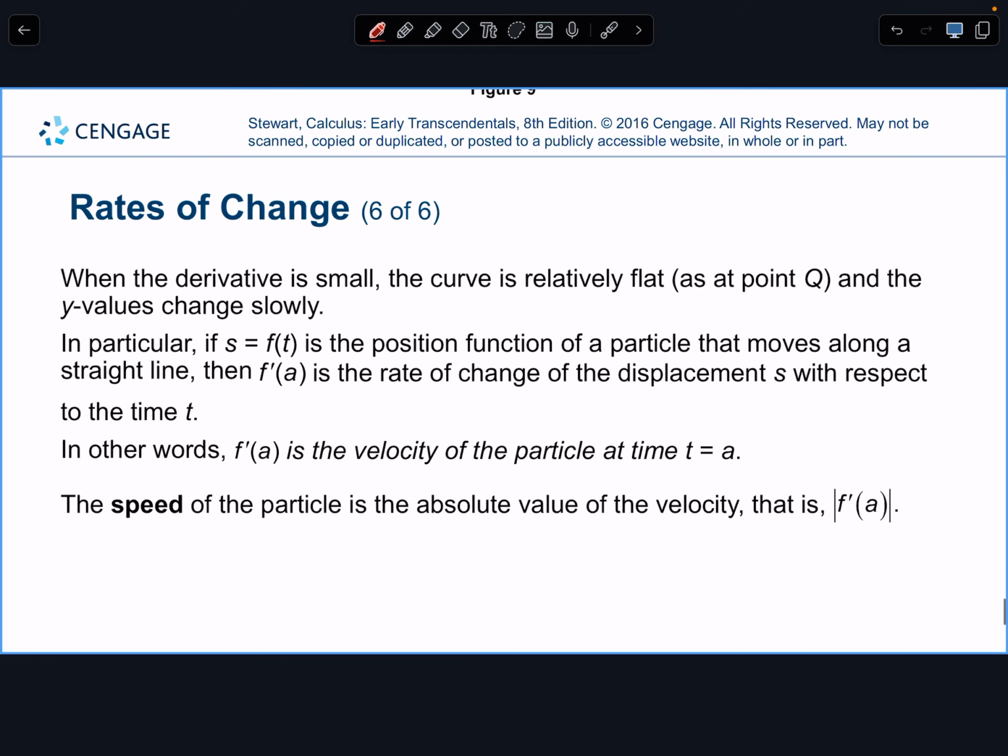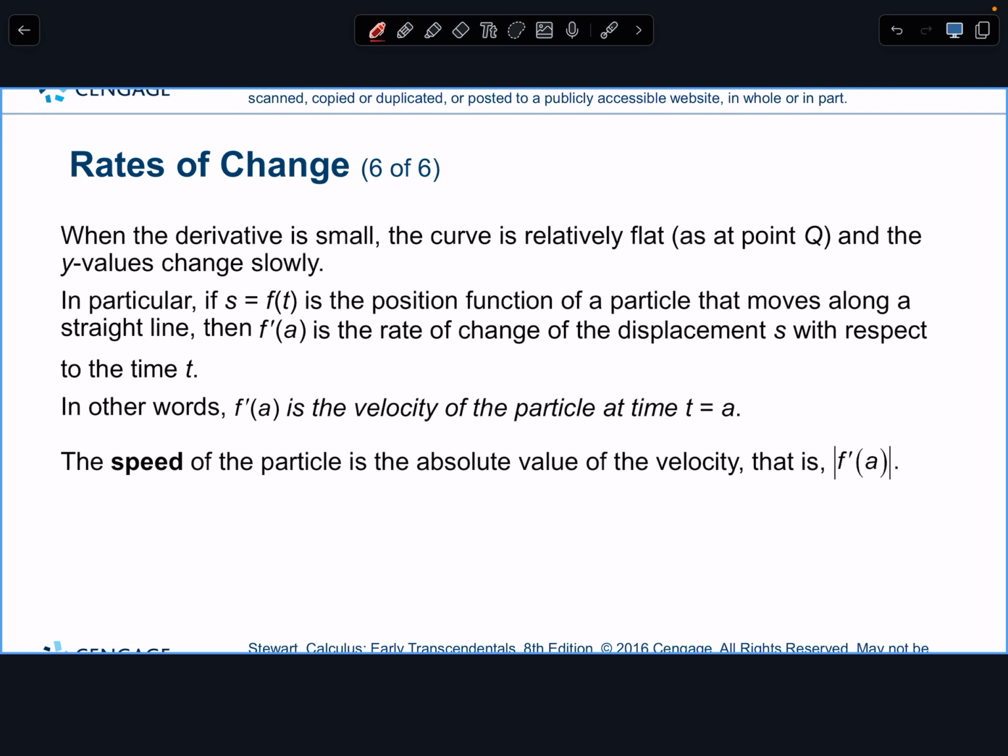And so the derivative could be small or large. It could be negative. And here they're making a distinction, and we'll see this later, between velocity and speed. Velocity measures how quickly you're moving, but you could be moving backwards and the velocity would be negative. But the speed, they're saying, is always positive. The speed is the absolute value of the velocity. So if you're moving backwards at a high rate, your speed is positive. So the speed is non-directional, but the velocity is directional. So just something to keep in mind.